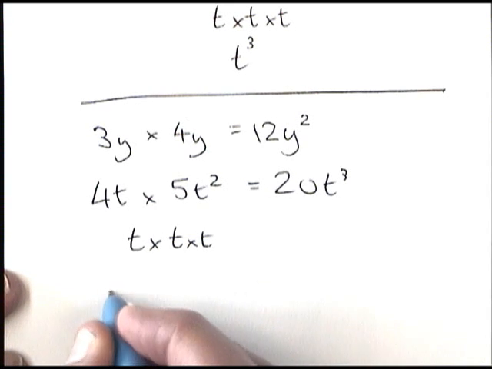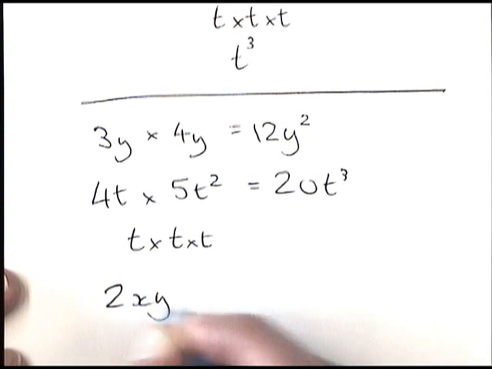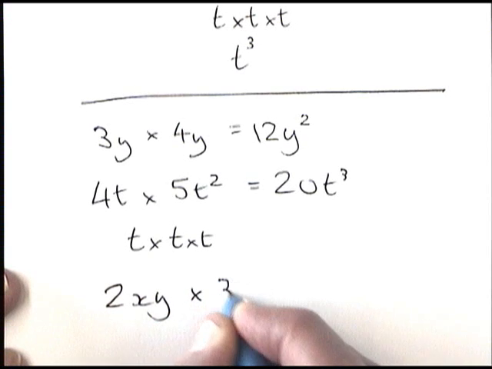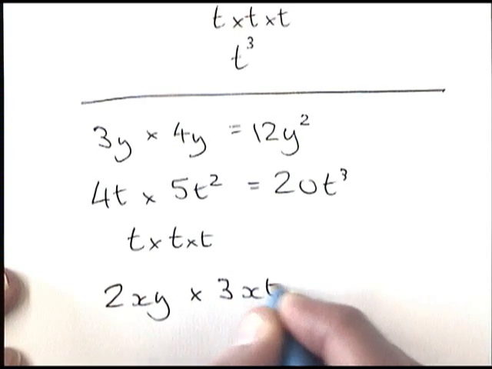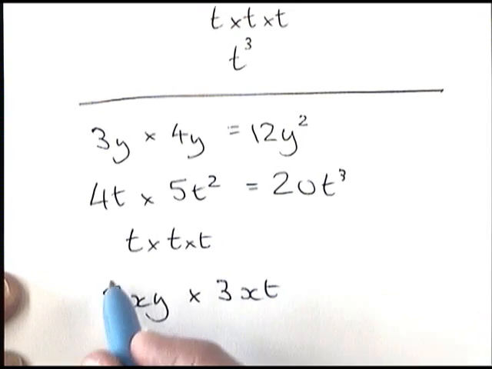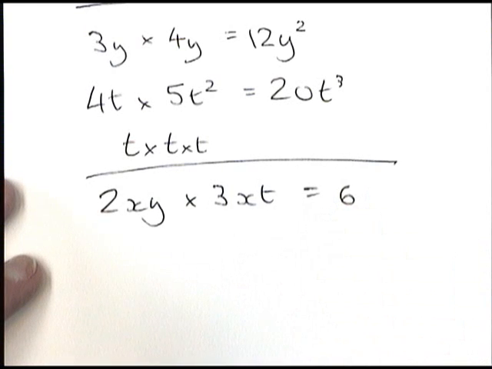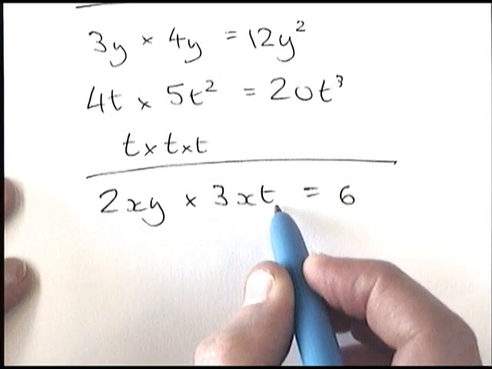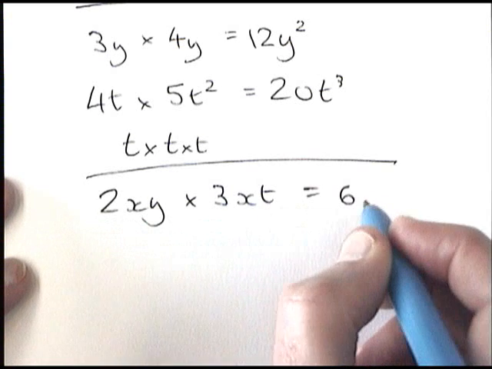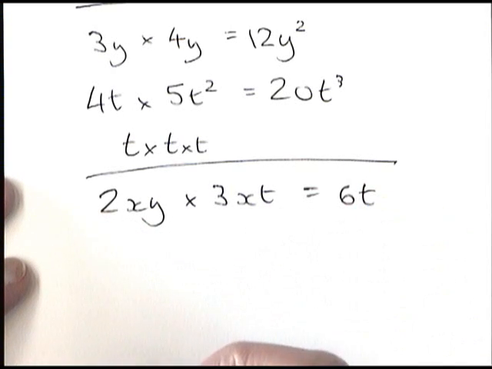Look at some more. We have a look at 2xy times by 3xt. So we're looking at this one. Let's do the number part of it first of all. 2 times by 3 is 6. Now we've got some letters here. We've got x's, y's and t's. Let's take them in alphabetical order. T's first of all. I've just got one t written down here. That's got to appear in my answer.